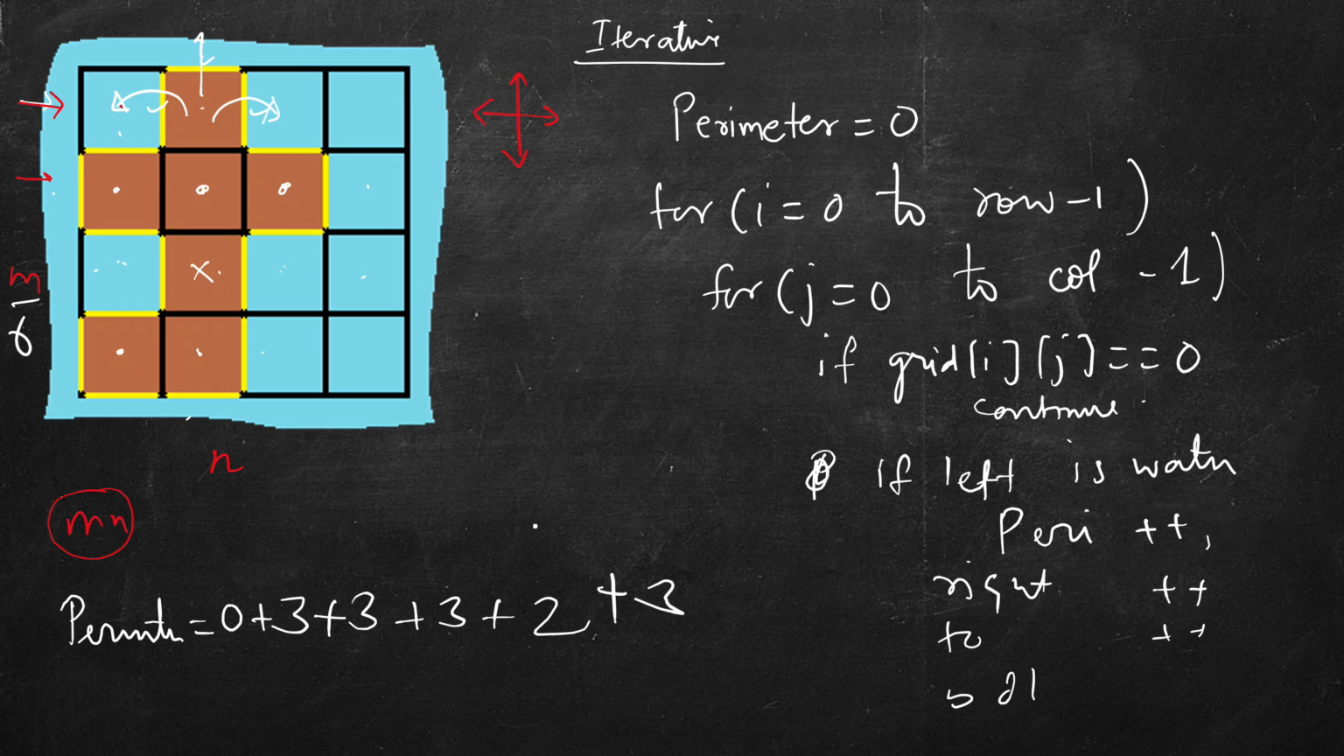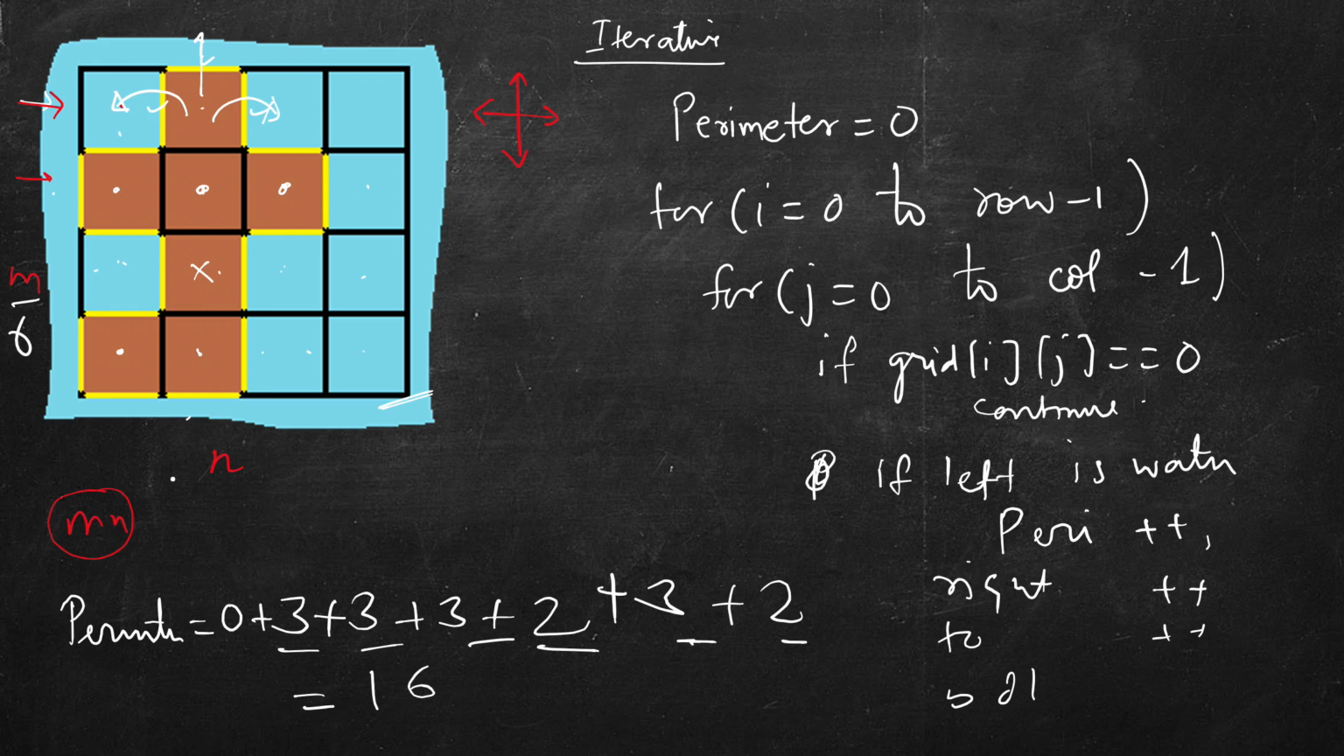Here 2 sides are water. And then we reach here, and that's the end of this loop. Let's add it: 3, 3, 3, 3, 12, then 14, 16. So it's 16, which is correct.